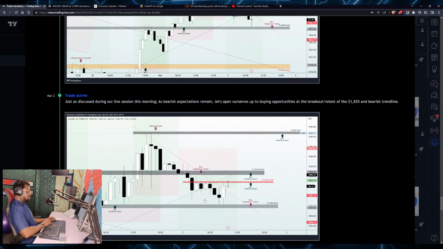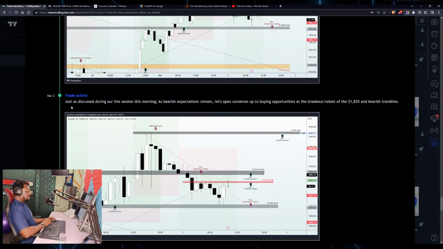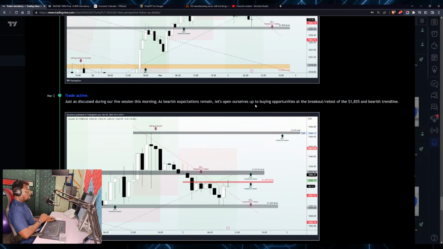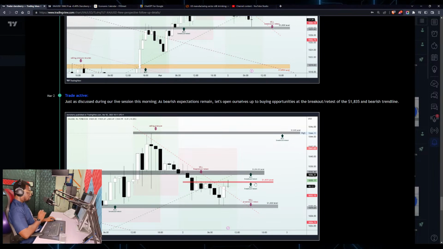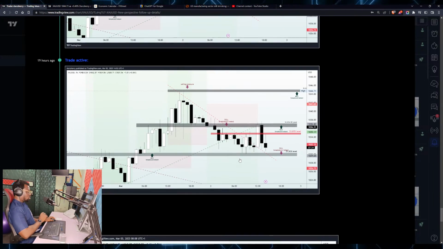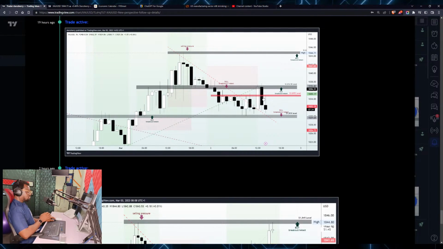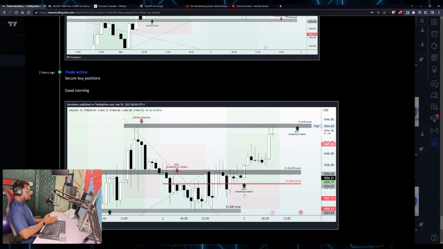Now we identified the structure. So I said here, just as discussed during our live session this morning, as bearish expectations remain, let's open ourselves up to buying opportunities at the breakout retest of the 1,835 and the bearish trend line. And this is what we saw here. We saw a breakout of that structure. We triggered our buy position. We had a sell stop order below the 1,830, and boom, look at what we saw here over the night.